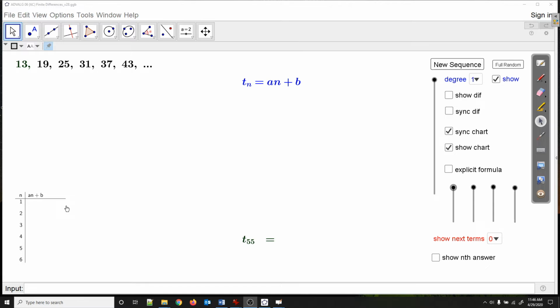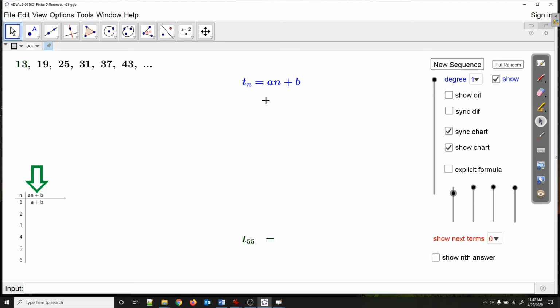What's interesting is it doesn't matter what the sequence is, as long as it's based in a first-degree polynomial, there are certain things that we can always expect. Let me give you an example. If we plug 1 into n, we would always know that the first term is going to be a times 1 plus b, which I'm going to write here as a plus b. So it doesn't matter how you start your sequence. Whatever number you have is going to be the sum of the two values a plus b.